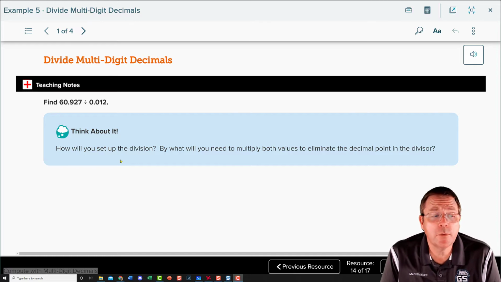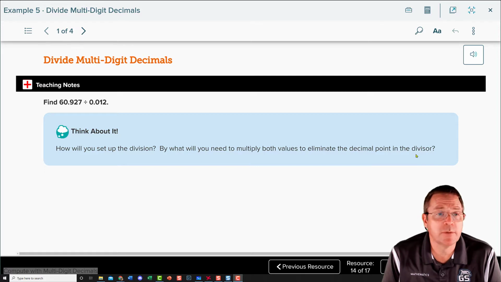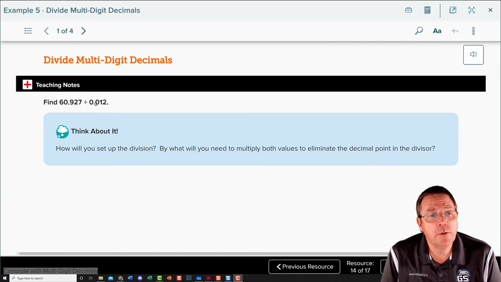Well, what number goes in the house? Always the first number. So the 60.927, that goes in the house. They also ask, what do you need to multiply both sides by to eliminate the decimal point in the divisor? The answer is going to be 1,000 because you have 1, 2, 3 decimal places, and to get the decimal to move 3 places to the right, you have to multiply by 1,000.